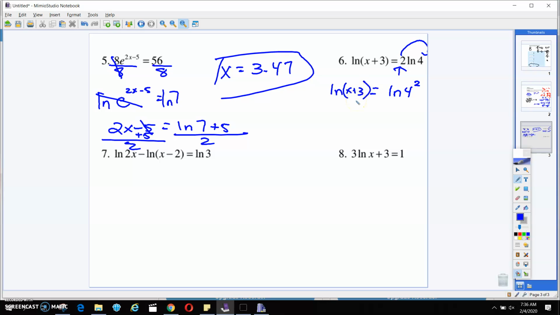Now, how do we get rid of an ln? We take everything and raise it to the e power. So when we put that e out in front, what we're going to get is x plus 3 equals 4 squared, which we know is 16. So this will become 16. Then we're just going to subtract 3 from both sides, so x is going to equal 13.